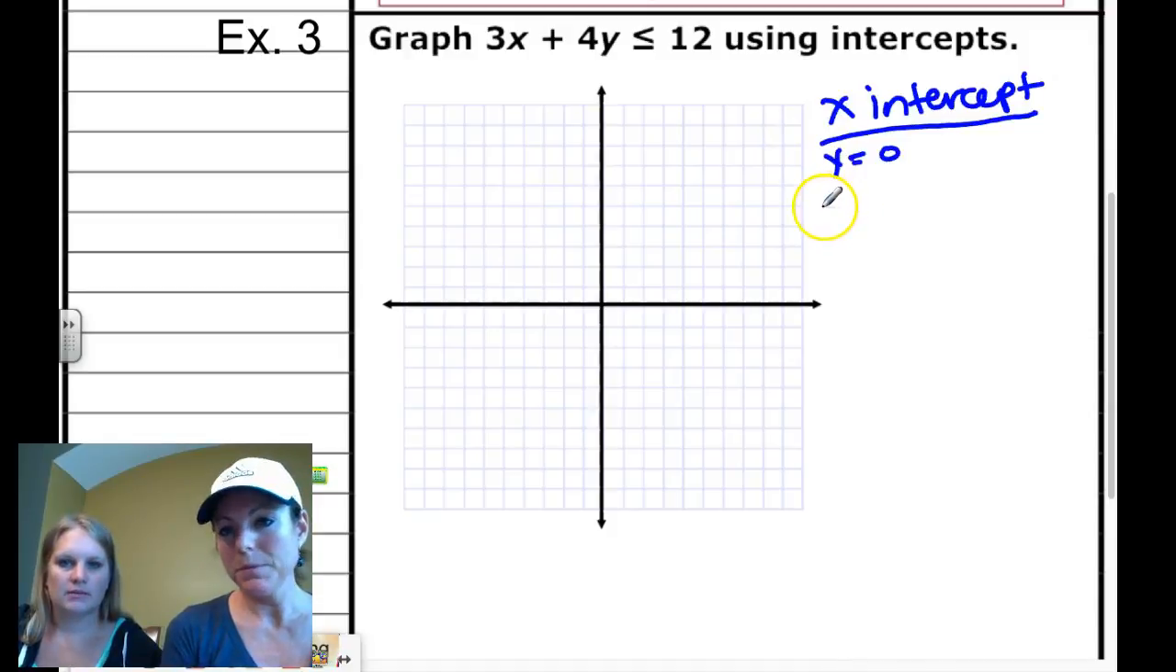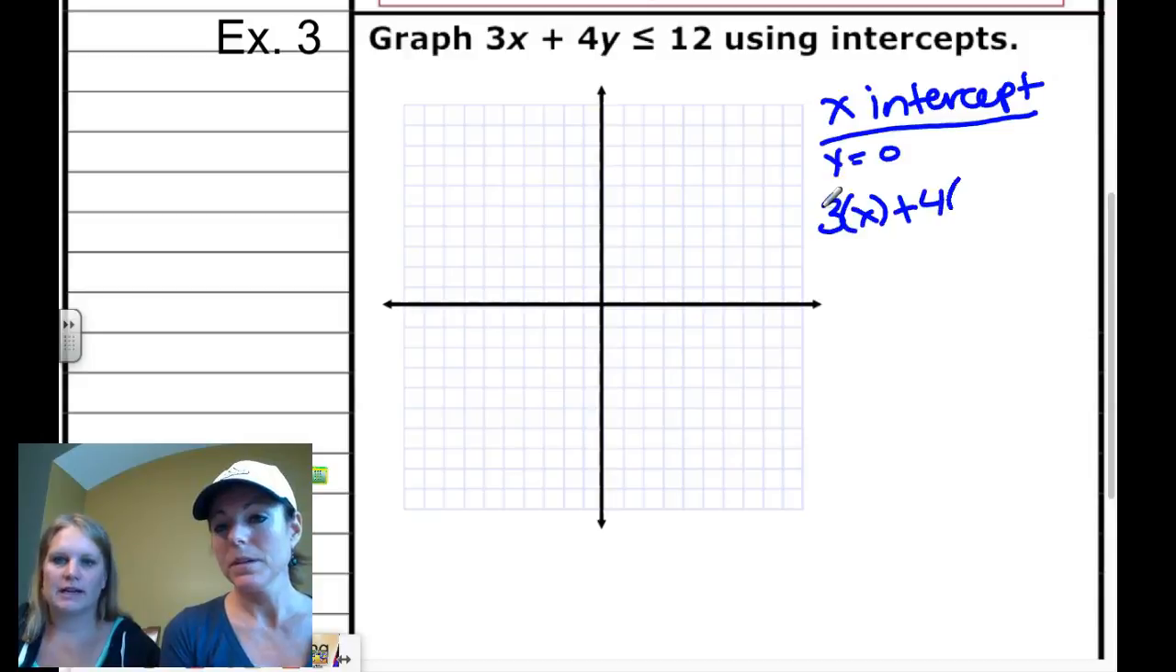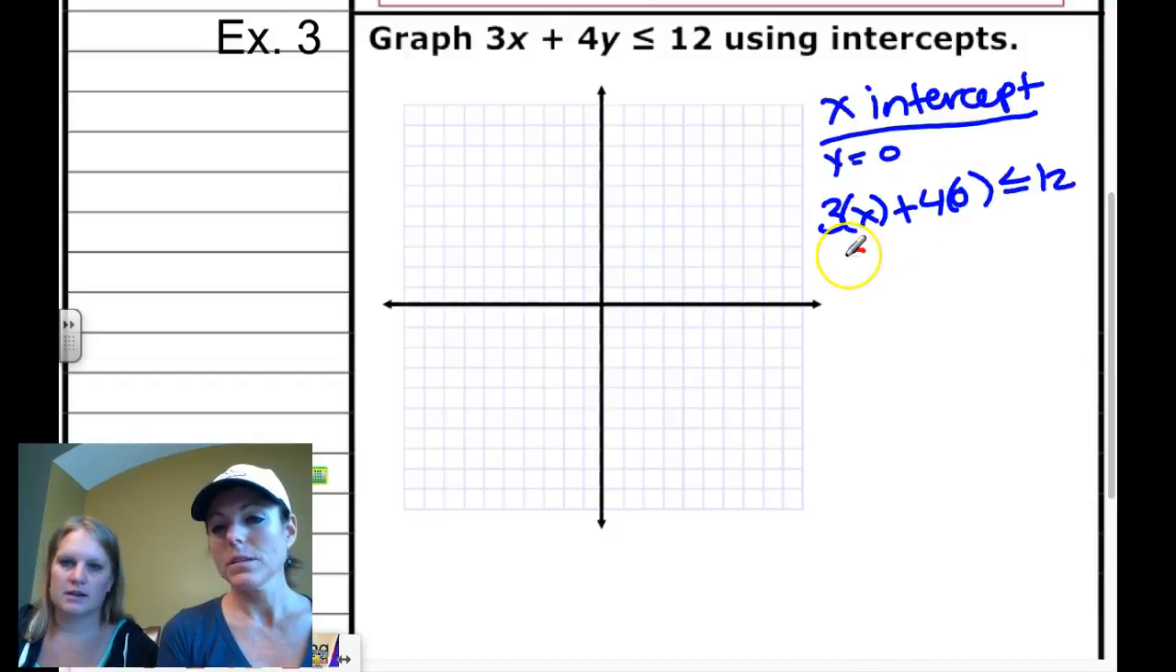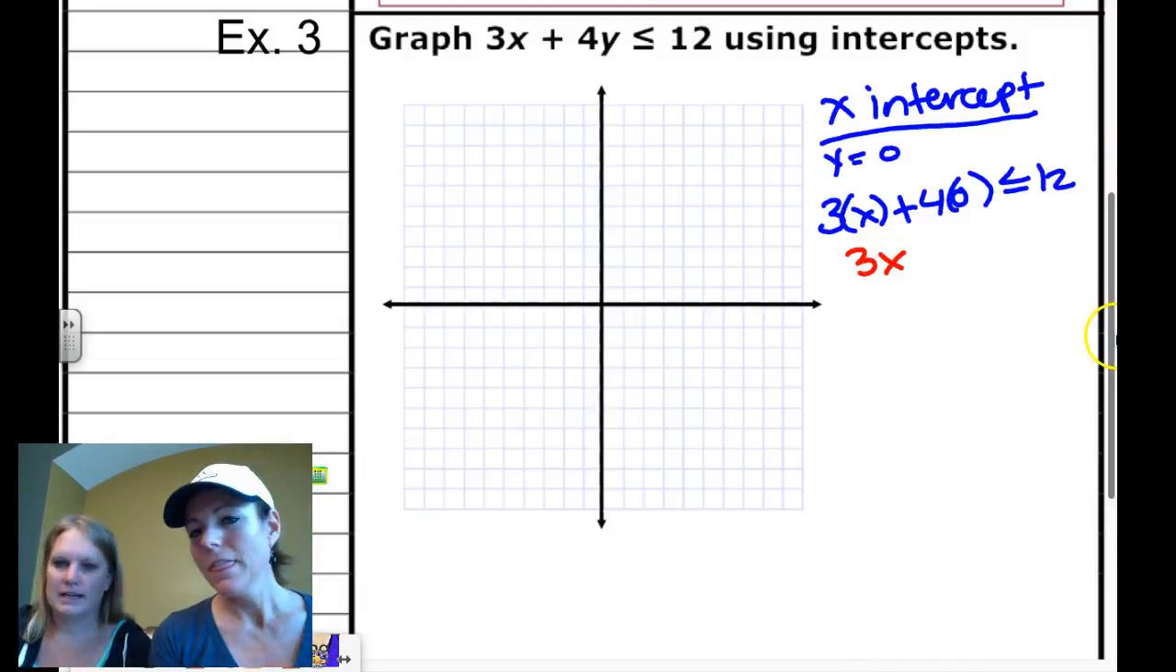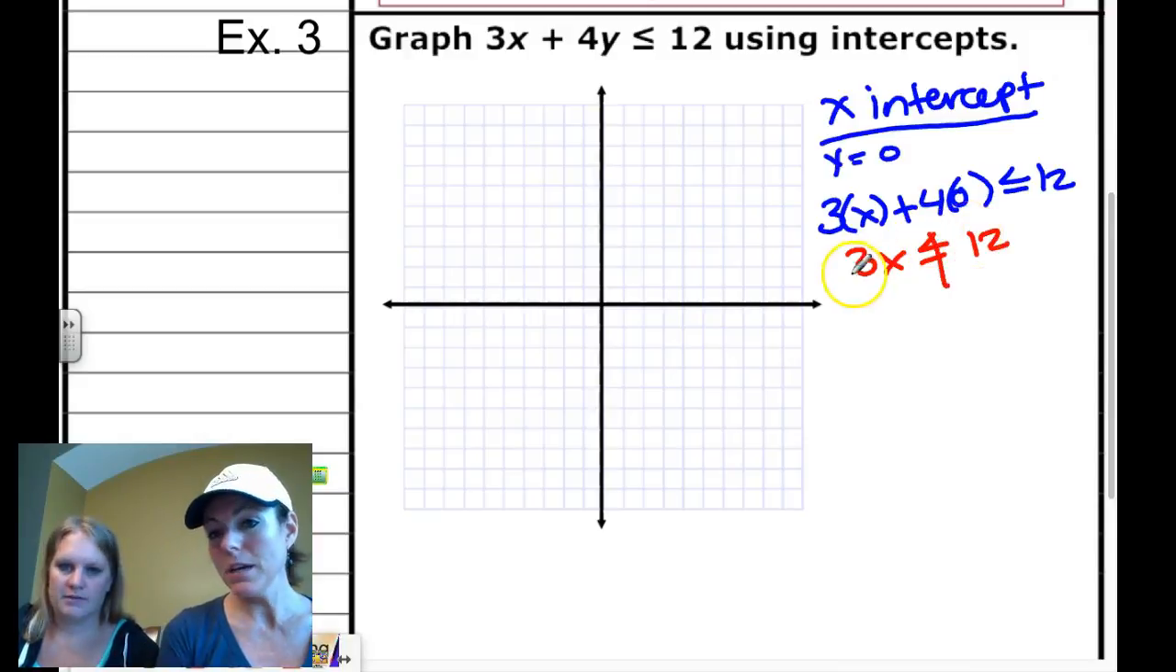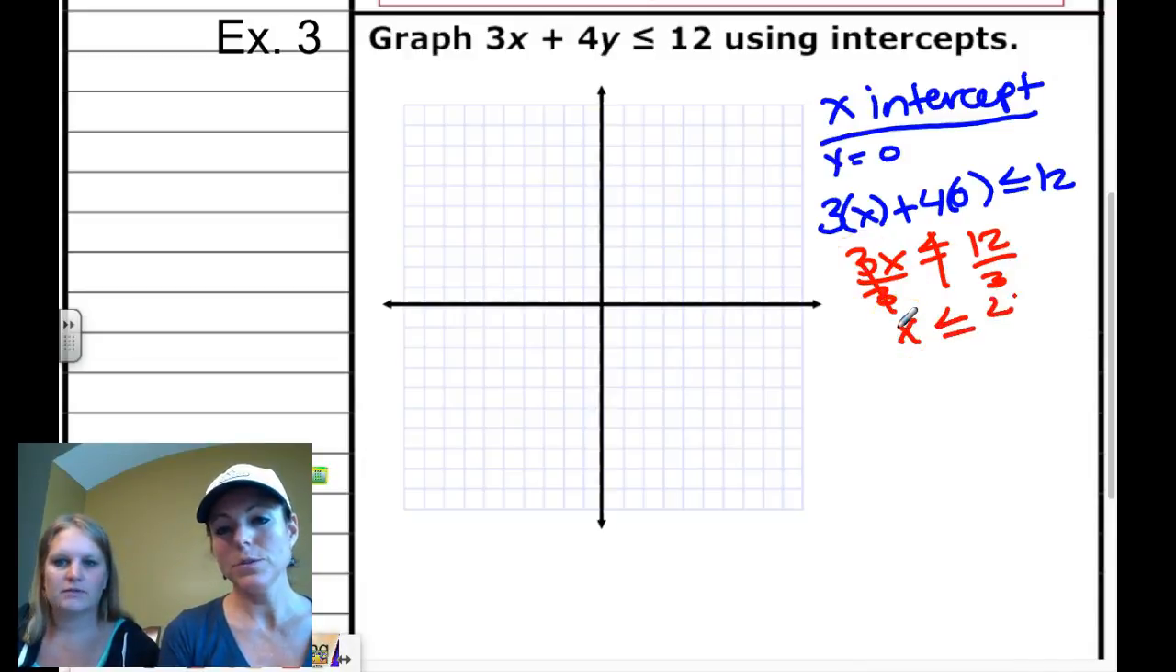So now we plug it back in. 3 times x plus 4, and instead of y we're putting 0, is less than or equal to 12. So I have 3x plus 0. That just goes away. There's no point even writing that. 3x is less than or equal to 12. Divide both sides by 3. I'm not dividing by a negative, so I don't have to flip my sign. So I just get x is less than or equal to 4.